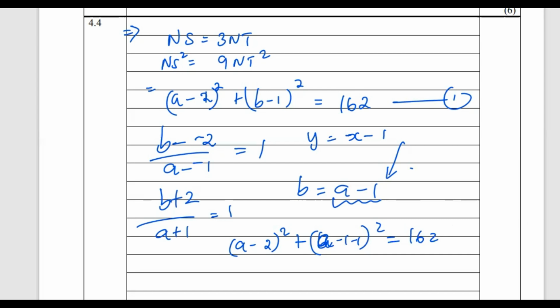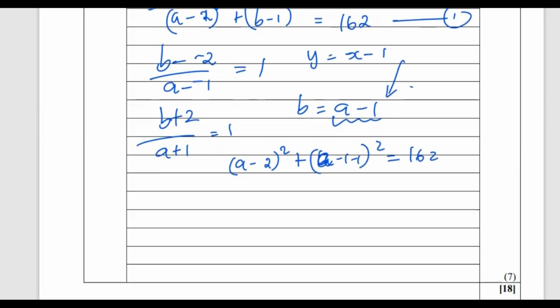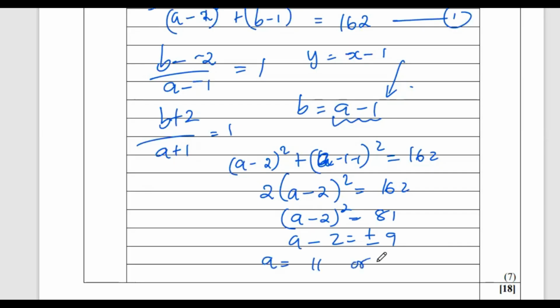Okay. Let's open this up. We have 2 into a minus 2 squared is equal to 162. Divide both sides. That's going to give us 81. Square root of 81 is plus minus 9. That's going to give us a minus 2. And then we can move the 8 to that side. So either a is 11 or a is going to be a -7.